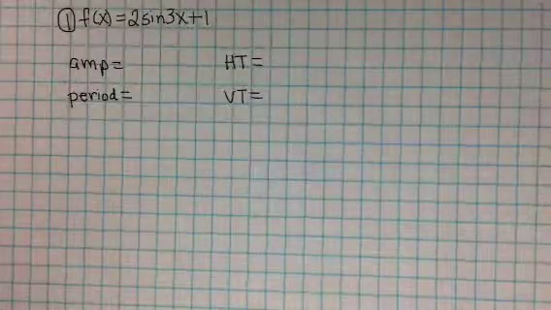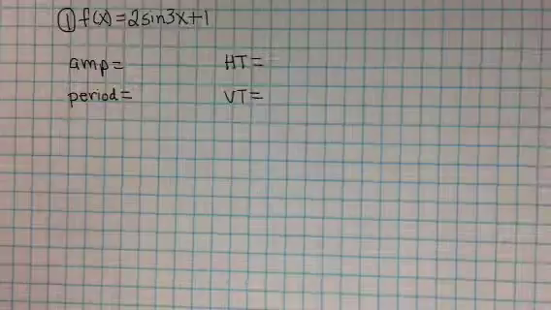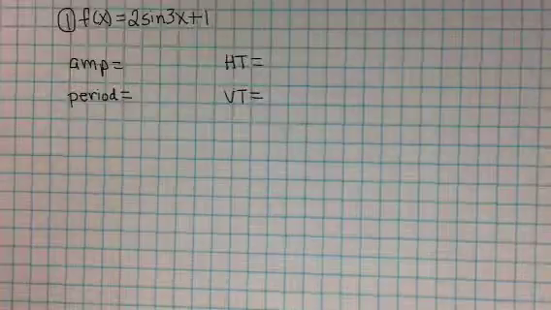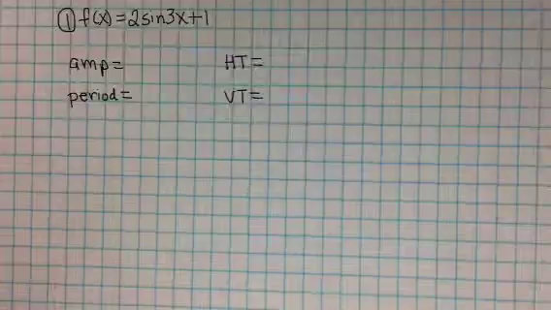Hello guys, I'm going to go over the questions from the quiz that you took last week on graphing sine and cosine functions. So number 1 is on the screen. f(x) = 2 sin(3x) + 1. Before we draw the x and y axis, you need to identify the parameters.